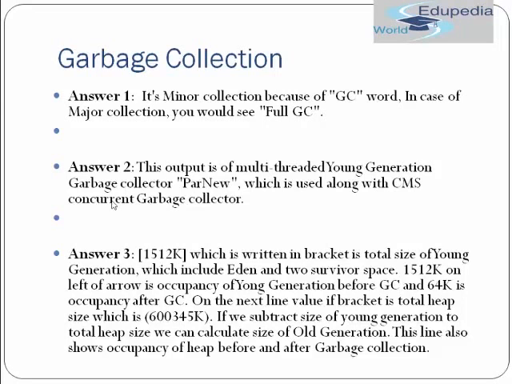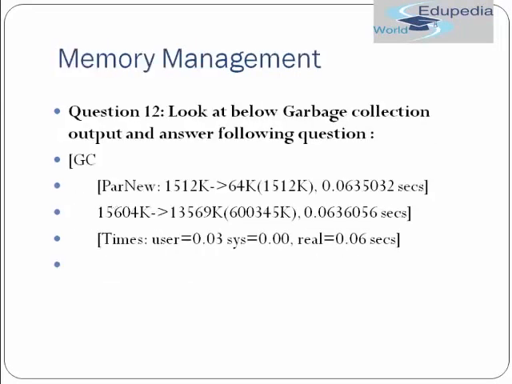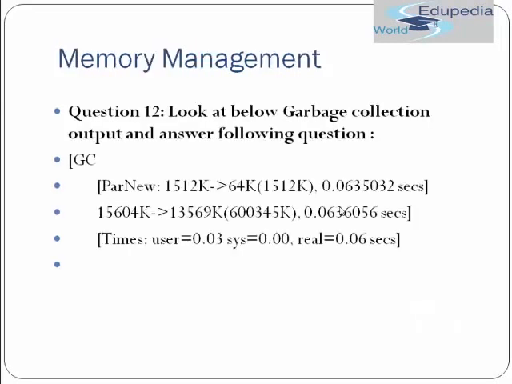On the next line, the value in brackets is the total heap size, which is 600345K. So you can see over here, this is before GC, this 64K is after GC, and this size would be the total heap size. And then if we subtract the size of the young generation from the total heap size, we can calculate the old generation. This line also shows the occupancy of the heap before and after garbage collection. Fine, I hope you are able to relate the answer from this output.